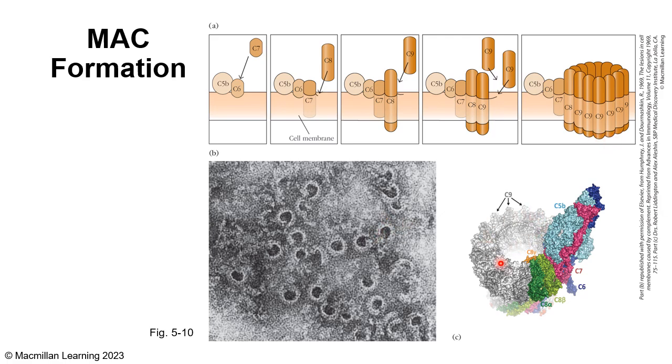Look at the structure of this thing. A lot of C9s, they get together. So C6, 7, 8, 9, those don't get cut. They just float around and they interact. When they interact, they're going to form the pore, okay? But they are only brought into the picture after you had already cut C5.